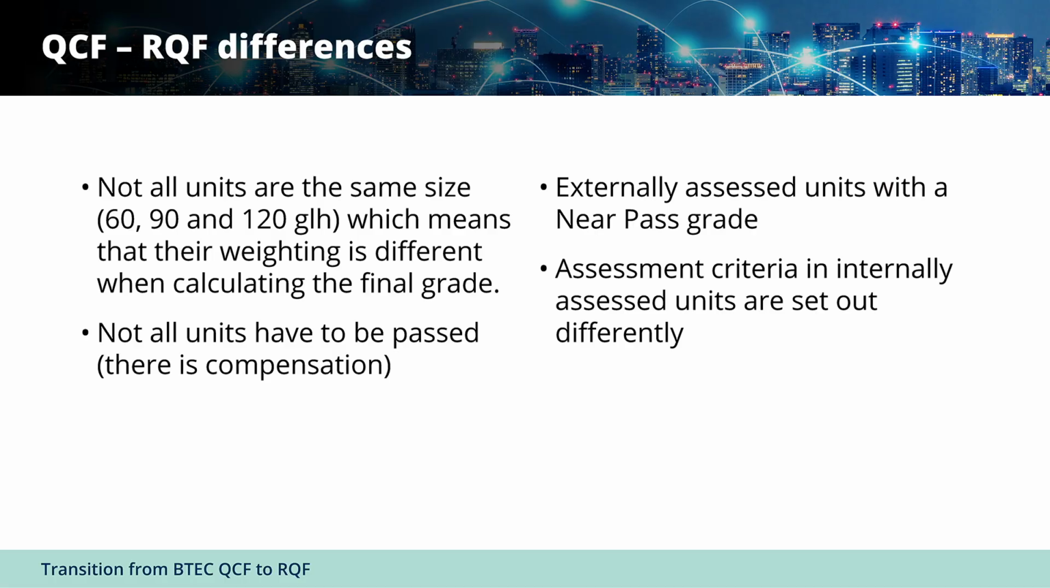The first is that, unlike the QCF, the RQF has different sized units. There are 60, 90 and 120 GLH units. The optional units are all 60 GLH and the mandatory are a mixture of 90 and 120. Another difference is that there is compensation, because not all the units have to be passed. The internally assessed units are set out slightly differently, with learning aims rather than learning outcomes. And of course there are externally assessed units which weren't in the QCF BTEC Nationals, and these have a near pass grade, which is a new type of grade.